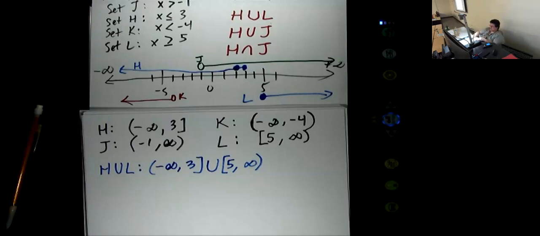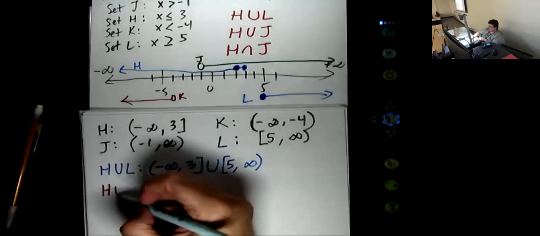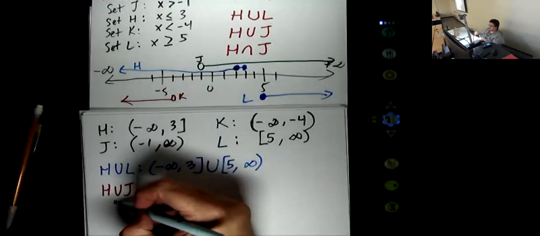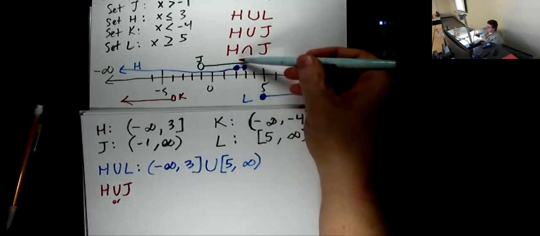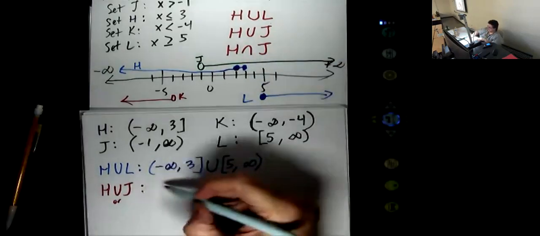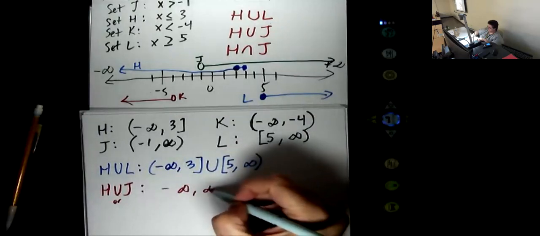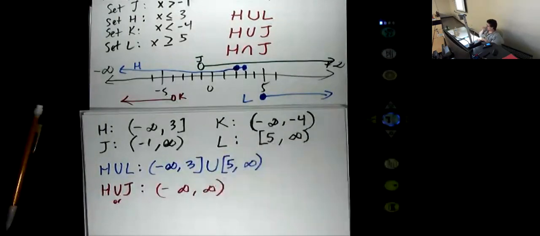If I look at H union J, or H or J, it's wherever either of these 2 lines are. That starts at negative infinity and ends at positive infinity. So that's interval notation for that.